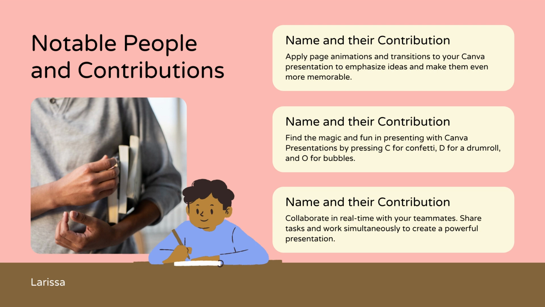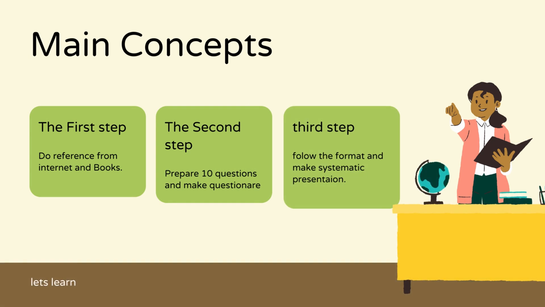Write a small paragraph about them. Put a heading as notable people and their contribution, and then write a nice description, present it well. Write a small paragraph on their contribution in bringing a social change. What is their contribution? Going to the next main concept that you have to keep in mind.